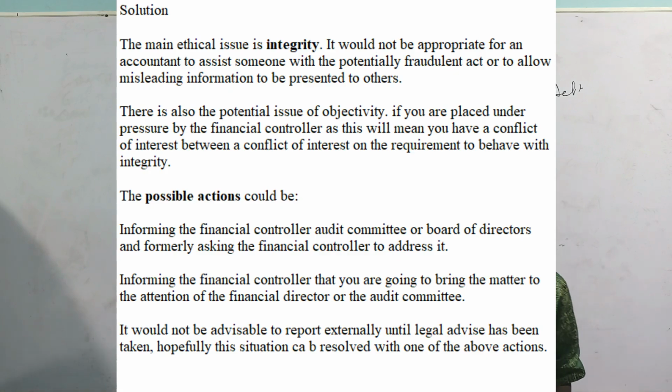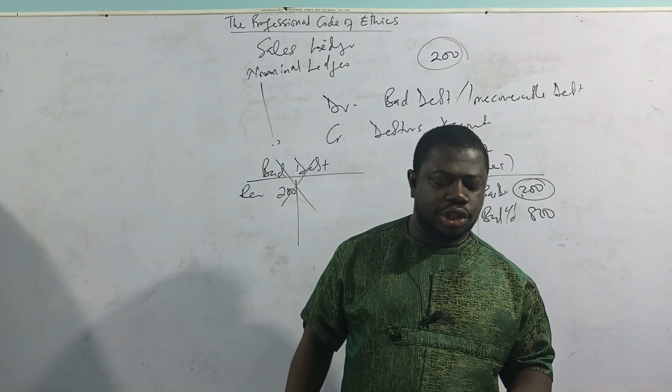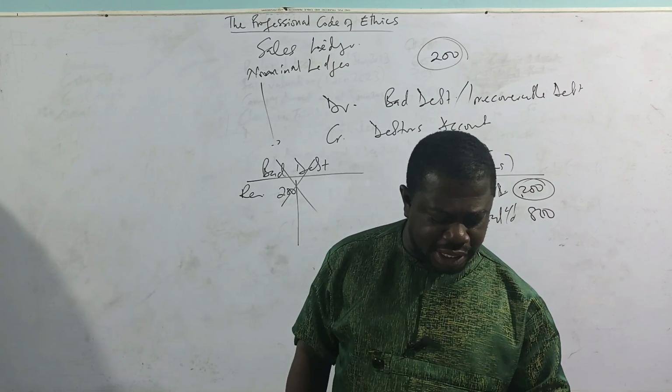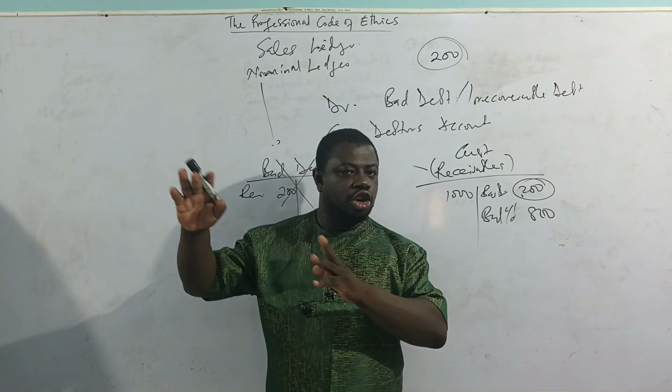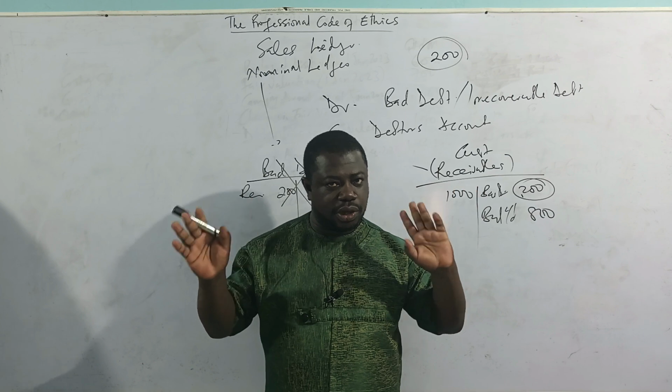Now, the first one is that the main ethical issue here is integrity. It will not be appropriate for an accountant to assist someone with a potential fraudulent act or allow misleading information to be presented to others. You understand? So the accountant does not have integrity. That is the first point. Before I tell you the second point here, go back to the question and see. The question says you work for a large company as an assistant financial controller, and the requirement says what action would you take? So you are answering it as yourself, the assistant financial controller. You are not looking at it from the side of the controller. I just want to clarify that.